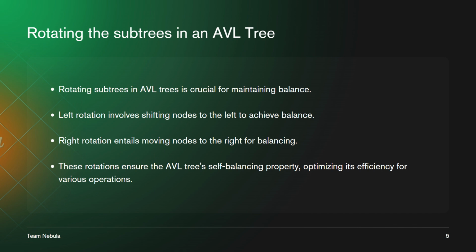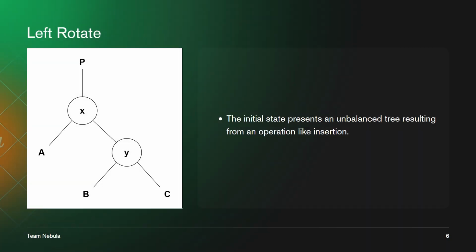Right rotate. Conversely, a right rotation is like moving a branch to the right. It's another tool to help with balance. When a tree becomes unbalanced, you can use a right rotation to rearrange nodes and bring it back into balance. So, these rotations are essential in maintaining the AVL tree's self-balancing property, making sure it stays efficient for operations like searching and inserting nodes.